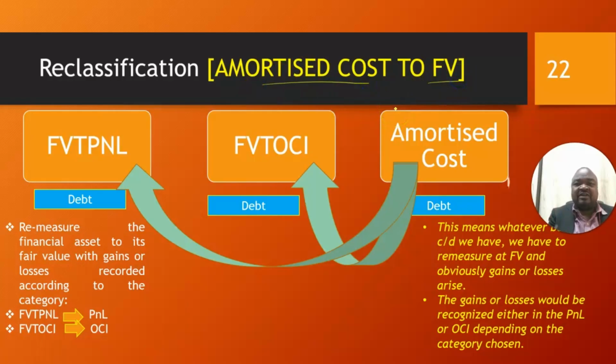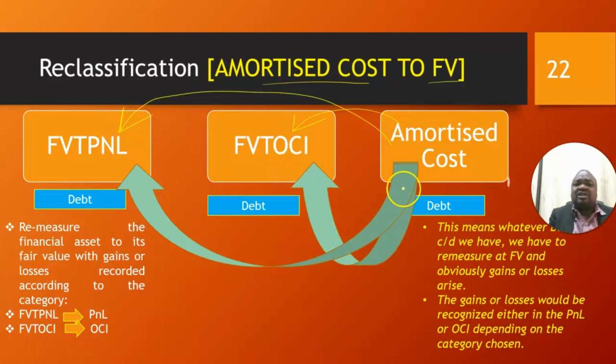Now, amortized cost to fair value, that is movement from amortized cost to either fair value through P&L or fair value through other comprehensive income. We have just seen that debt can move from amortized to any of the fair values, either through P&L or other comprehensive income. So this means whatever balance brought forward, we have to remeasure at fair value, and obviously gains or losses may arise. The gains or losses will be recognized either in the P&L or OCI, depending on the category chosen.